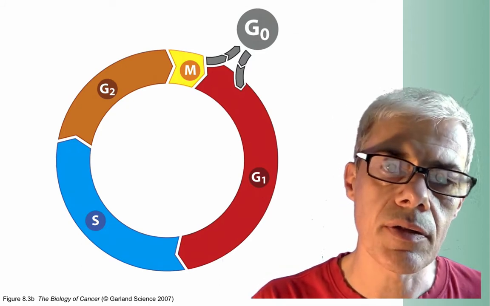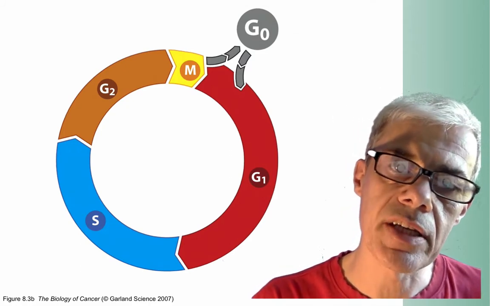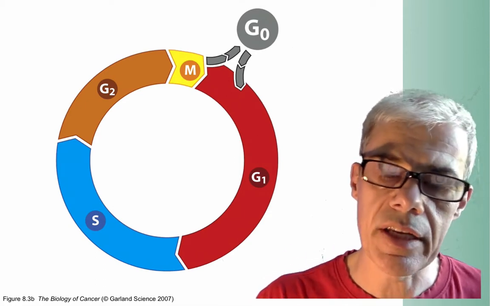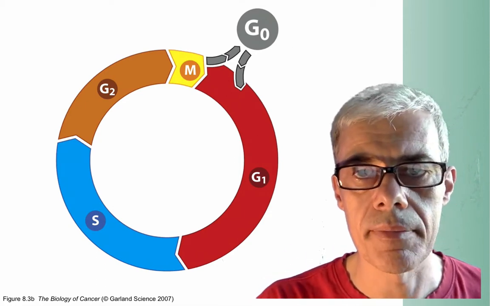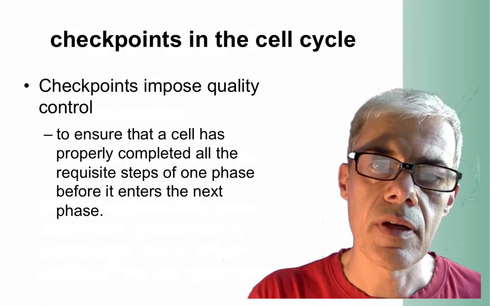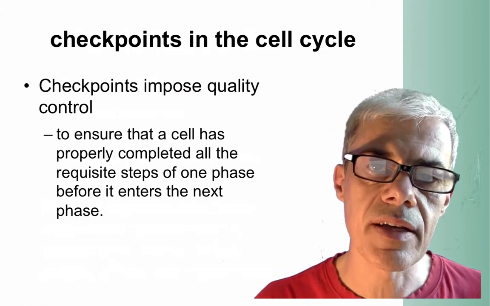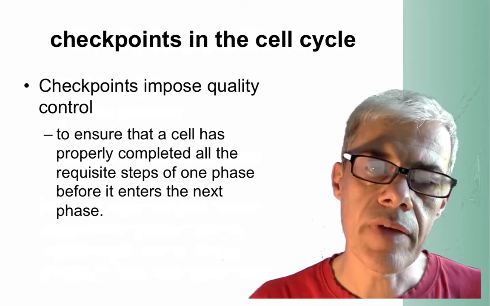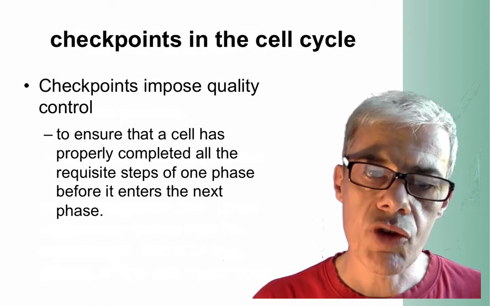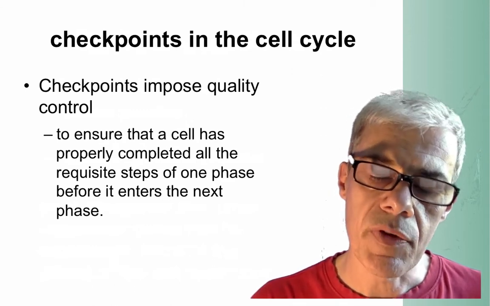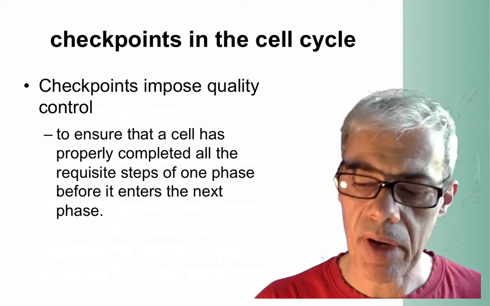So cancer cells are cells that have lost their ability to regulate the cell cycle clock, and they're constantly in a state of growing. The cell cycle also contains checkpoints, and these can be thought of as points of quality control, if you like. So effectively the cell is constantly monitoring itself and making sure that all of the things required before it can enter the next phase are in place.